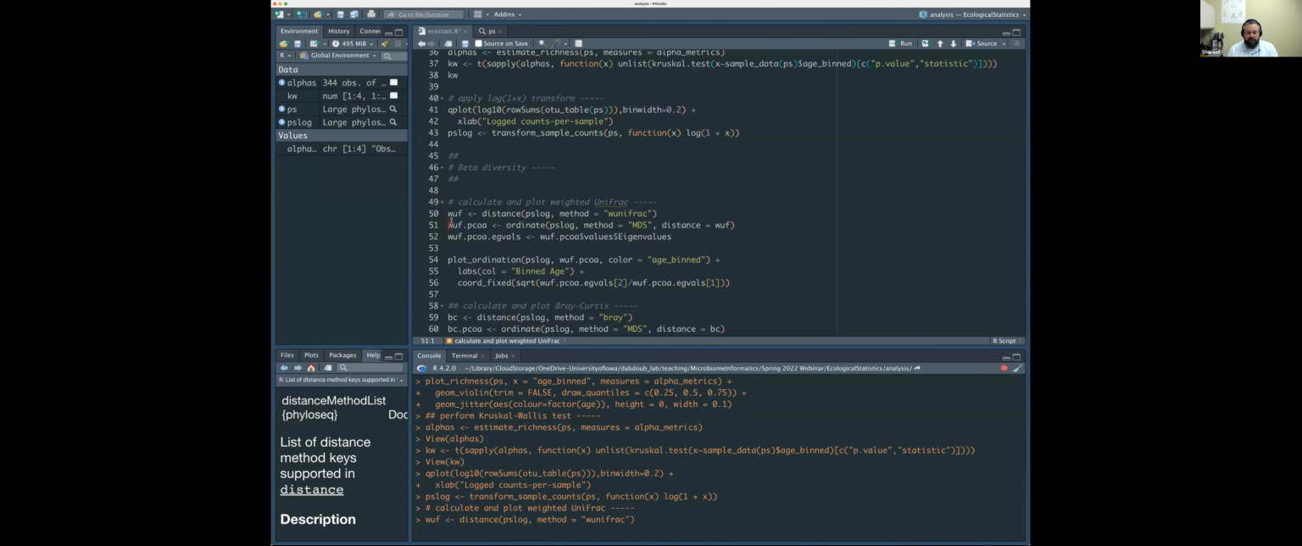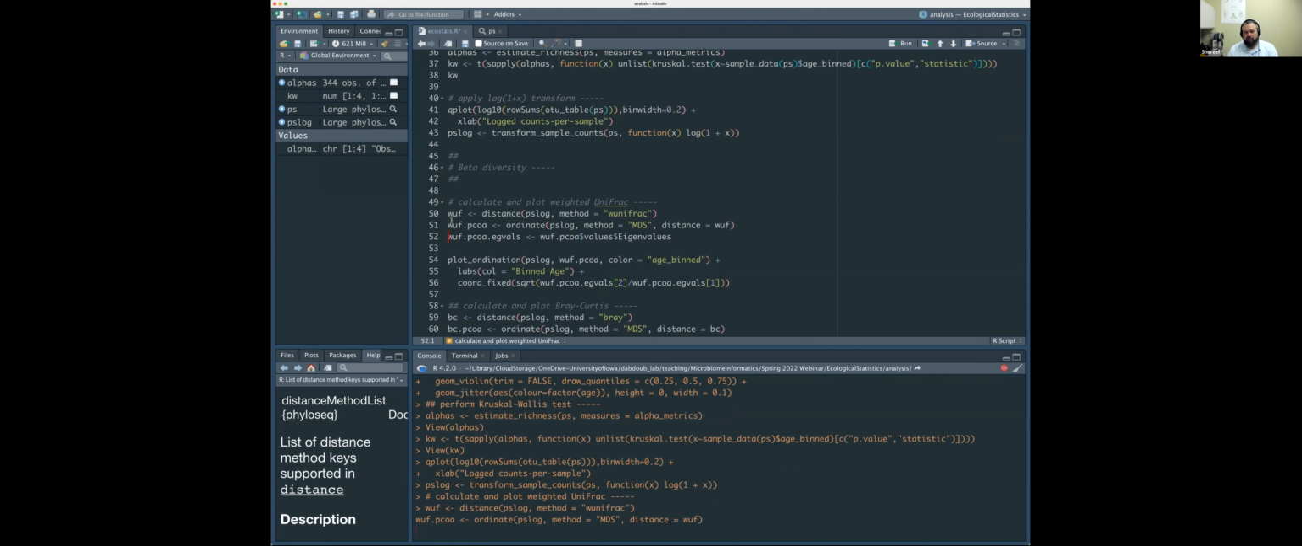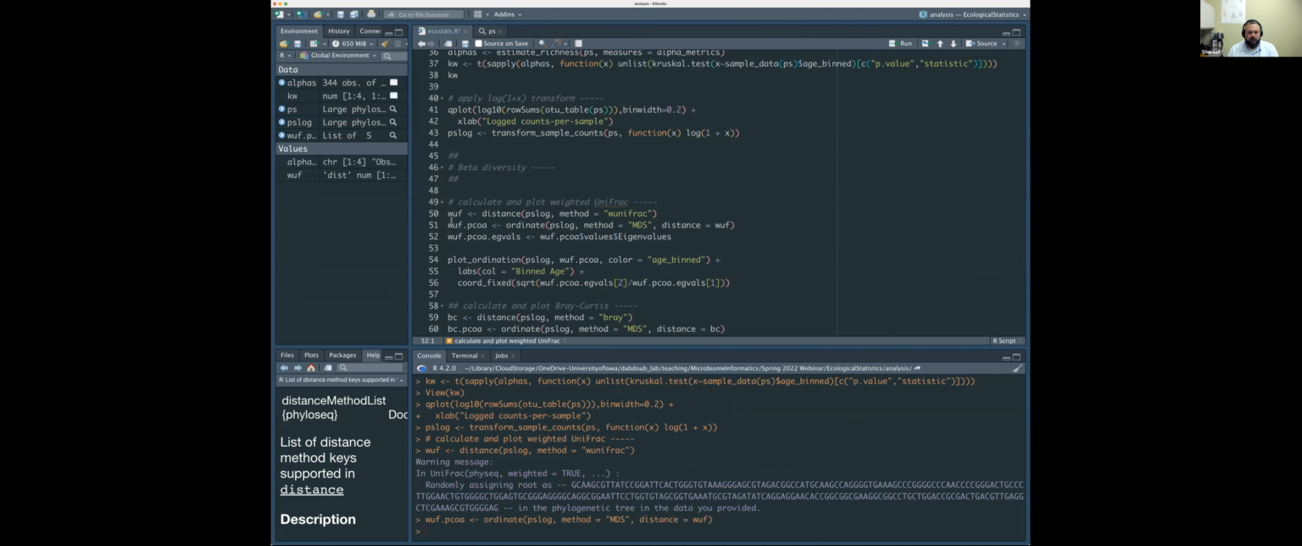So we'll calculate the distance matrix first, and then we will ordinate, so run principal coordinates analysis, also called metric multidimensional scaling, as opposed to non-metric multidimensional scaling, or NMDS. And then we can get the eigenvalues from the principal coordinates analysis for display on the plot, and then we can create an ordination plot with the points colored by the age binning again. Okay, and then we can zoom out and show that.